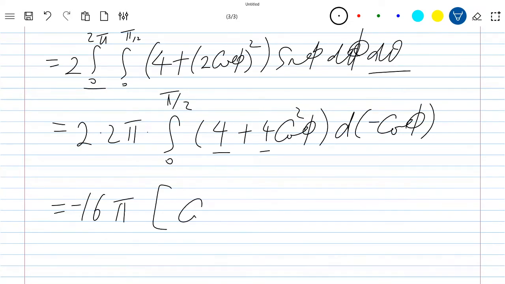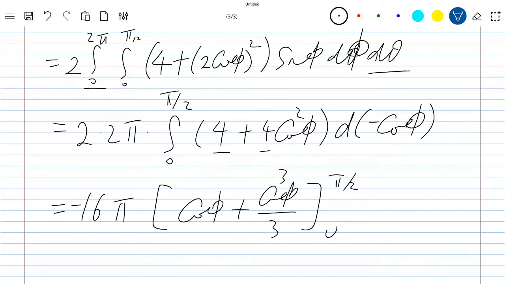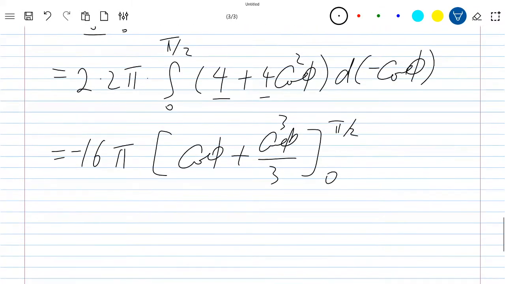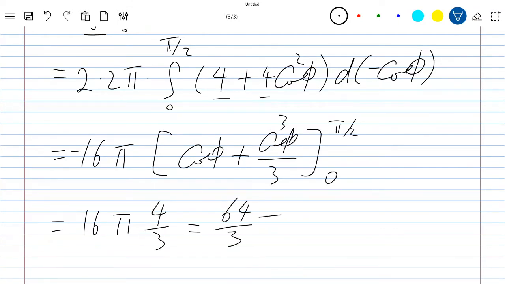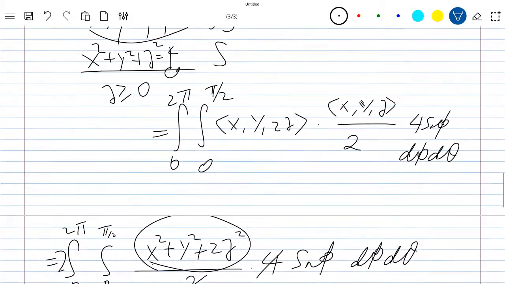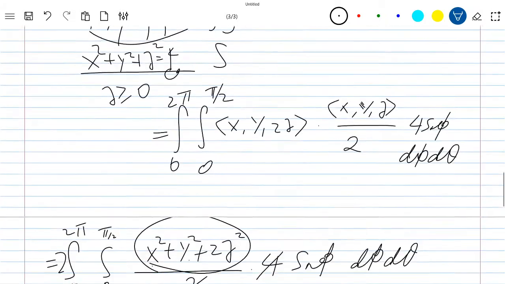Then you have cosine phi plus cosine phi cubed over 3, like that. And then if you plug in half pi, you get 0. Plug in 0, you get 1 plus 1/3, but the negative cancels, so you get 4/3, and that's 64 over 3 times pi. Alright, that's your result for the flux integral.